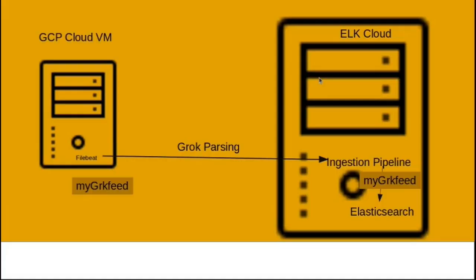With the ingest pipeline method, you create an ingest pipeline on Elasticsearch and give it a name. Then in your Filebeat configuration, you modify it to point to the same ingest pipeline. So let us see how it works.